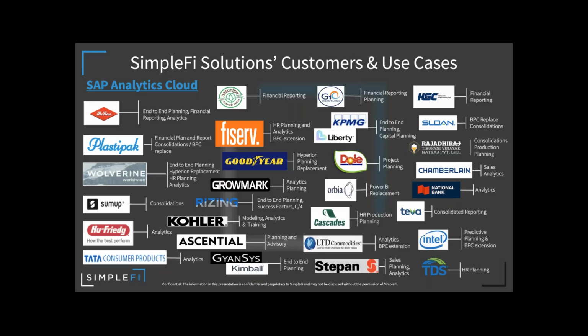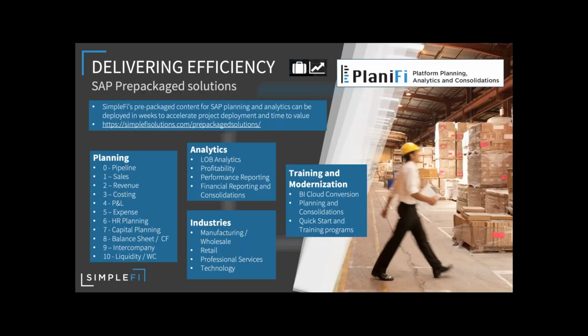So just to give you a quick idea of who we work with, I'm sure you recognize some of the logos here on the page, ranging from, like you can see, Goodyear and Wolverine, SumUp and Orbia, Chamberlain, etc. But we are working with them anywhere from applications from consolidations to end-to-end planning, production planning, and other analytic applications. So a wide range of use cases there in our current client base.